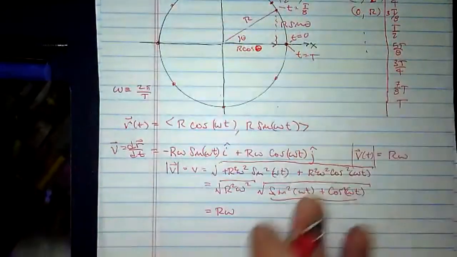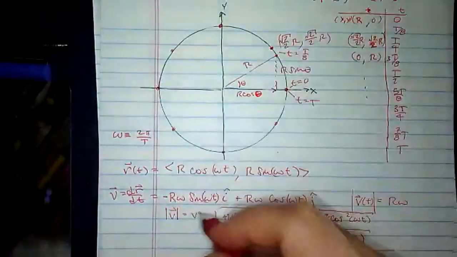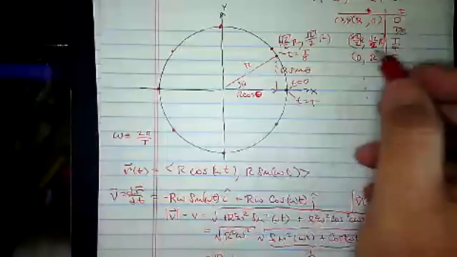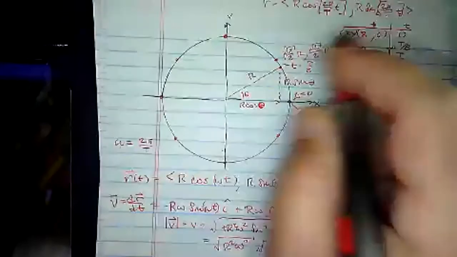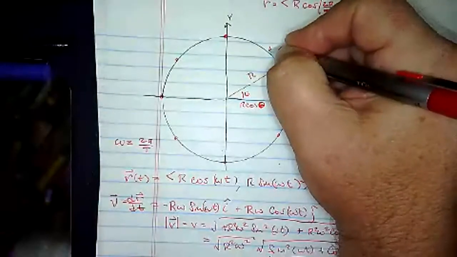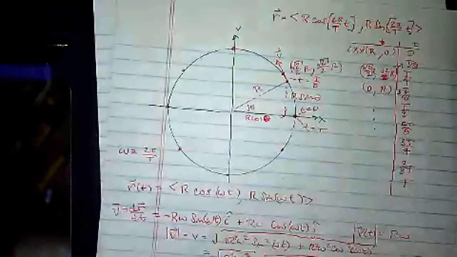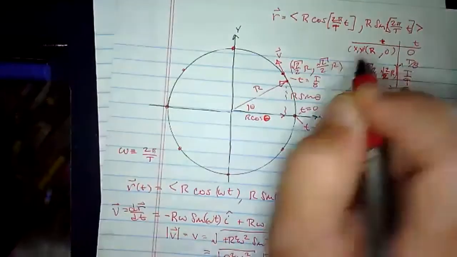And in fact, if you take the time to compute, for instance, what this vector is at time t over 8, like we did up here, you'll see this vector is actually pointing this way, whereas the R vector, of course, points that way.